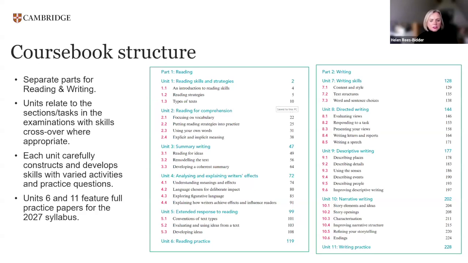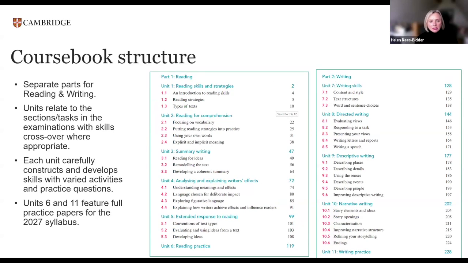Thank you. So first of all, looking at the coursebook structure, this has been changed completely from the 5th edition. You'll see now that it's split into 2 parts. Part 1 is reading and part 2 is writing. And you'll see that the way that the units have been structured is very much to relate to the particular sections of the examination papers.